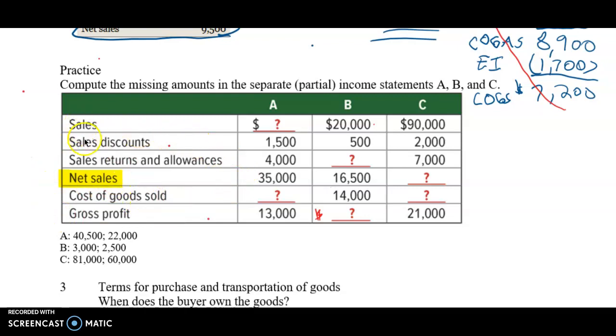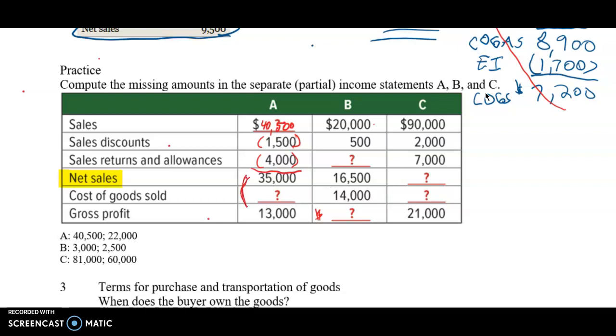So sales minus sales discounts minus sales returns and allowances equals 35,000. So whatever sales are, minus 1,500, minus 4,000, equals 35,000. To get this sales number, start with 35,000, add 4,000, add 1,500, and you get 40,500. You want to check your math. So 40,500 minus 1,500 minus 4,000 equals 35,000.